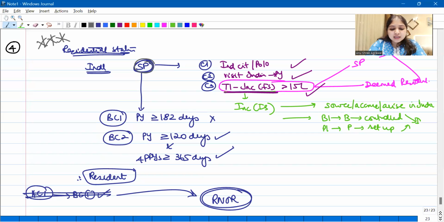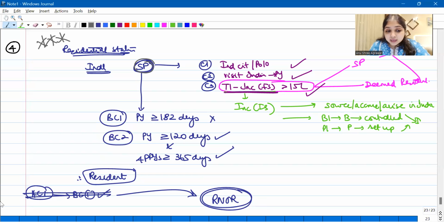Okay, then after that we had discussed about basic condition 2. Basic condition 2 says in the previous year you must have stayed for at least 120 days and 4 preceding previous years you must have stayed for at least 365 days. Now this condition was fulfilled. So we concluded assessee is a resident. Now, we have 3 additional conditions in special provision. The first additional condition is that basic condition 1 should be fulfilled. If basic condition 1 is not fulfilled, I can immediately conclude assessee is RNOR.